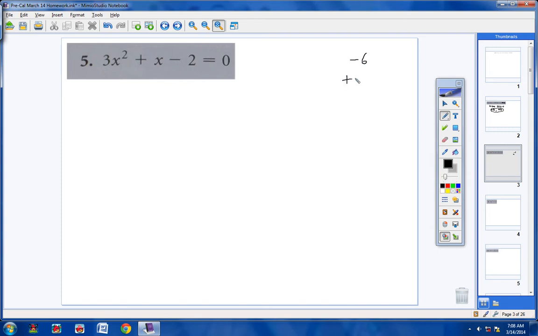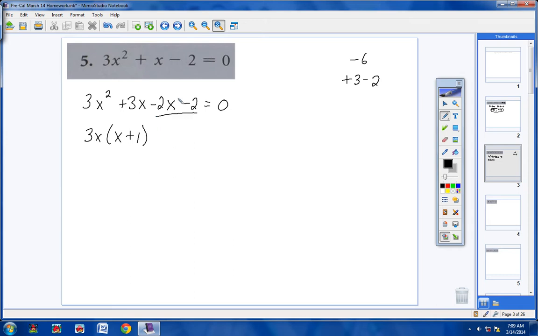And then I realize, now watch this carefully, if I multiply these two numbers together, I get a -6, and if I add them together, I get a +1, which is the coefficient right here. So these are definitely the two numbers that I want to use right here. So I bring down my 3x squared, I bring down my -2, and right in the middle here, I'm going to put a +3x and a -2x. All right? Now for your first two terms right here, you pull out what's common, which is a 3x, and you're left with x plus 1.